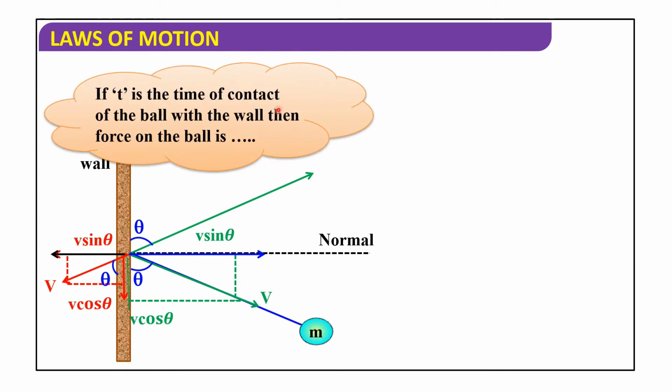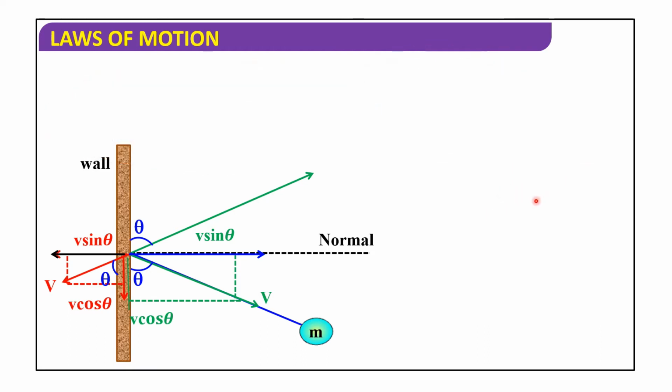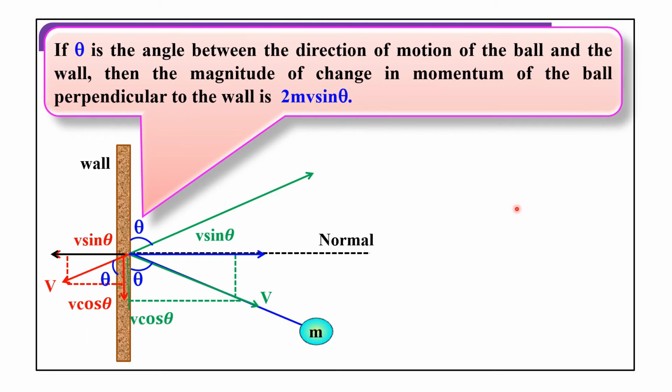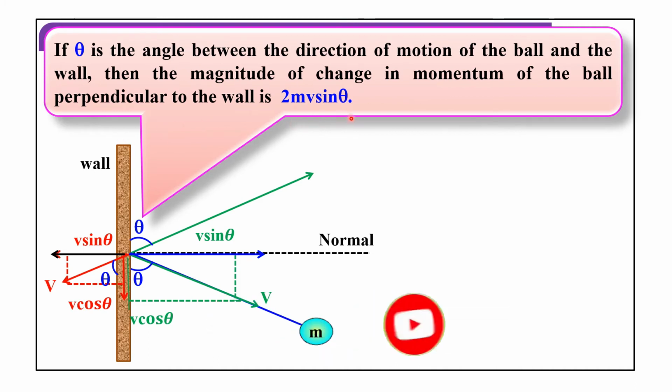If t is the time of contact of the ball with the wall, then the force on the ball is F equals dp by dt, that is equals 2mv sin theta by t. If theta is the angle between the direction of motion of the ball and the wall, then the magnitude of change in momentum of the ball perpendicular to the wall is 2mv sin theta.